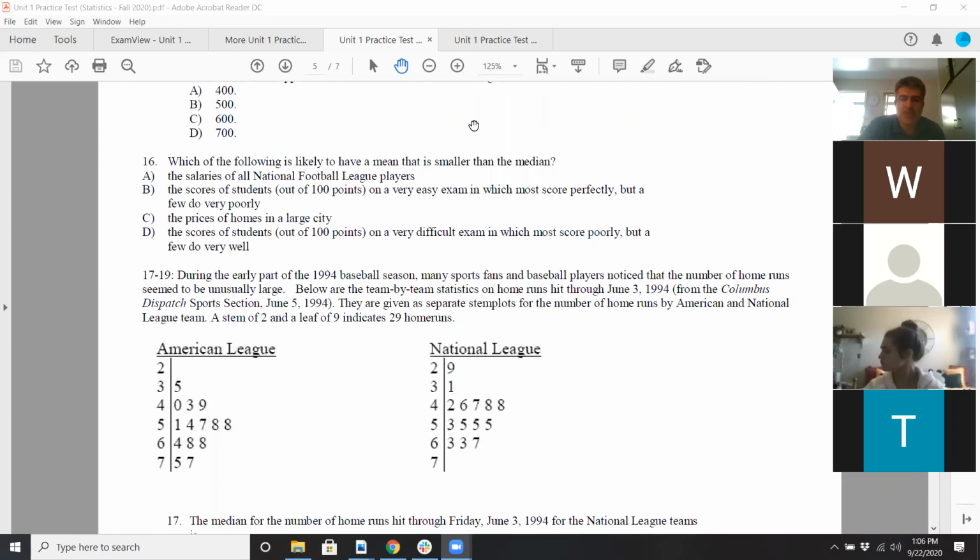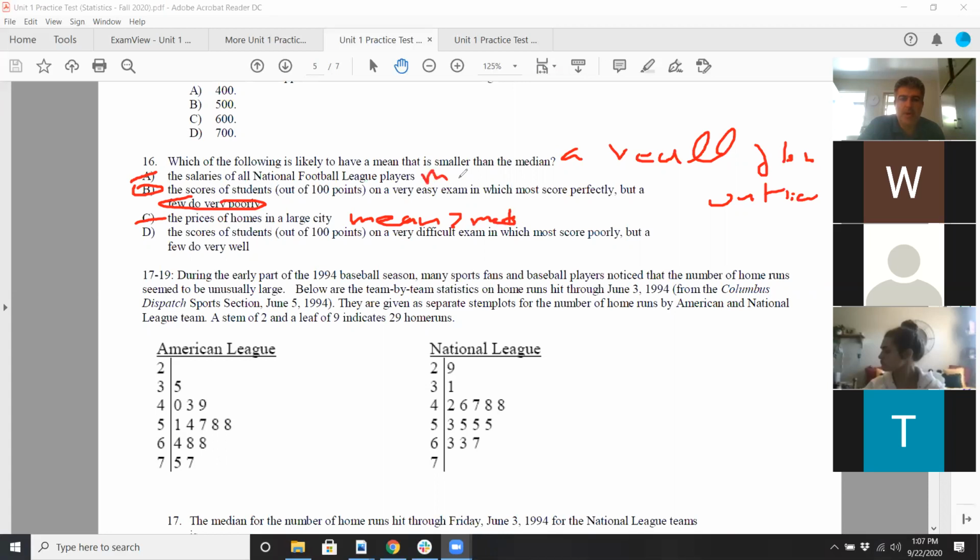So in this case, you want a really low outlier, something that's really far to the left. Salaries, no, because there's usually someone like Patrick Mahomes who makes a lot of money. So I'd say no. The scores of students on a very easy exam, but very few did poorly. Yes, that'd be a very low outlier. So I'd probably say B. The price of homes in a large city, there's usually a handful of homes that are more expensive. That pushes the mean to the right. So here your mean will probably be bigger than your median.